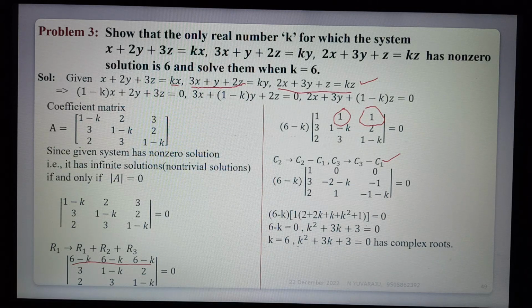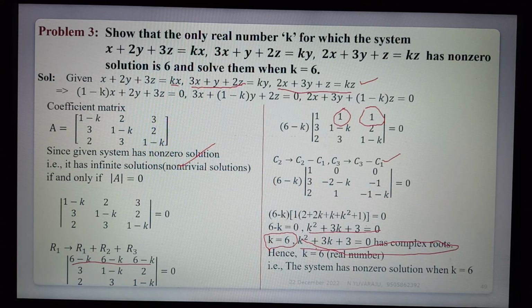So k is equal to 6, but this quadratic equation has complex roots, and we have to show that k is a real number, so it is not required. This is neglected because it has complex roots, therefore k is equal to 6. So k is equal to 6; the system has a non-zero solution is proved. Hence the system has a non-zero solution when k is equal to 6.